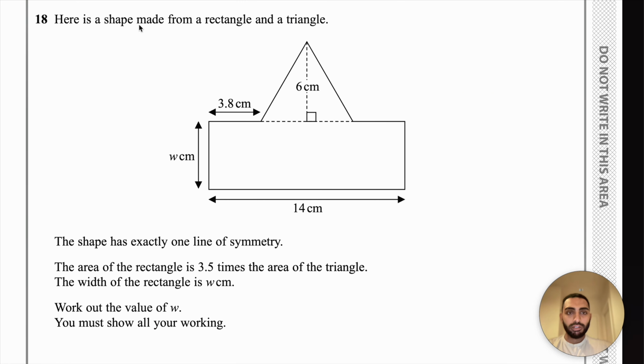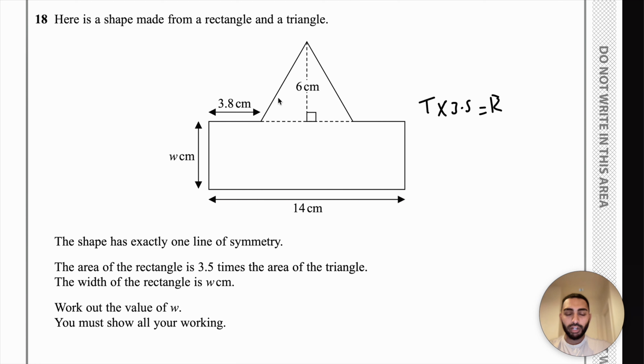Question 18. Here's a shape made from a rectangle and a triangle. So we have this rectangle and we have this triangle. The shape has exactly one line of symmetry. So it's saying if we reflected it, we'd have our line of symmetry over here. The area of the rectangle is 3.5 times the area of the triangle. So that's right, the triangle multiplied by 3.5 would give me the area of the rectangle. That'll just be useful for later. The width of the rectangle is W, and they've already put that on here. Work out the value of W, show all your working. So we've got two pieces of information that we need to find.